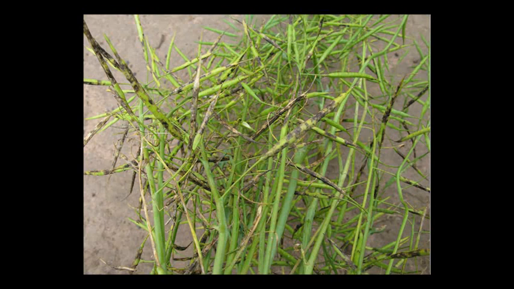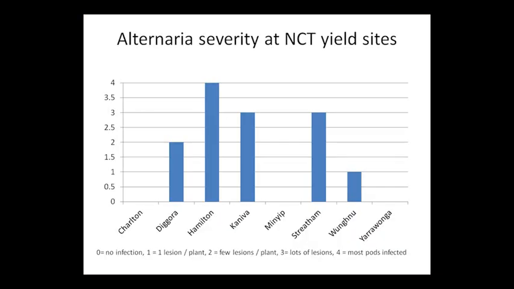That photo there is from the Hamilton site, and you can see most pods were affected. Again here, it's the same sites where we assess them for Alternaria, 0 being no infection, 4 being most pods infected. And again, that Hamilton site was being severely affected, in this case so was Streatham. So it's the higher rainfall sites.